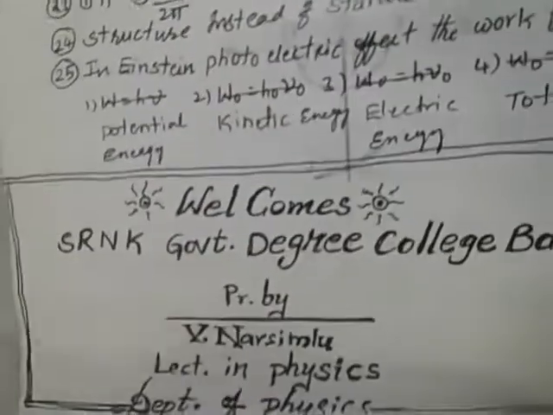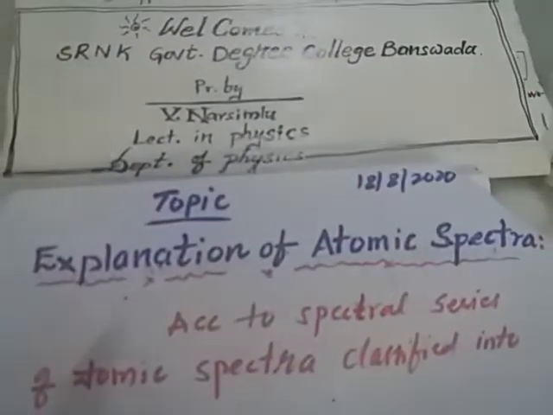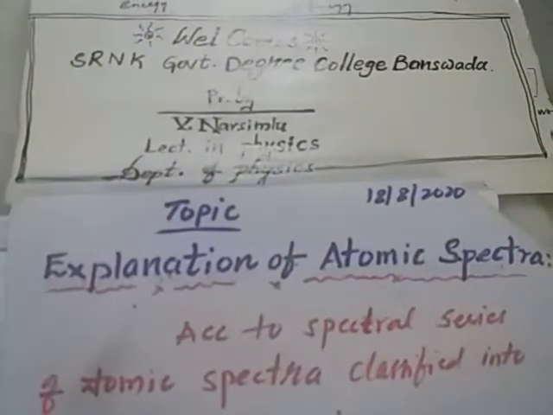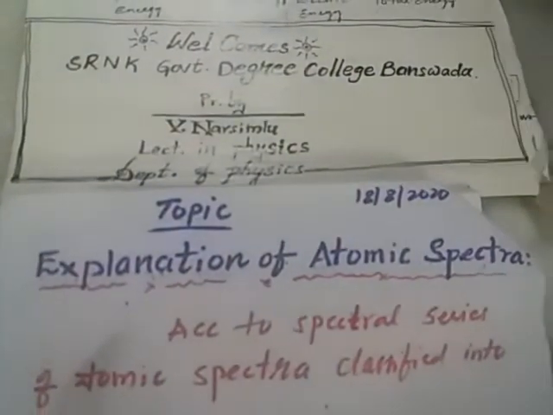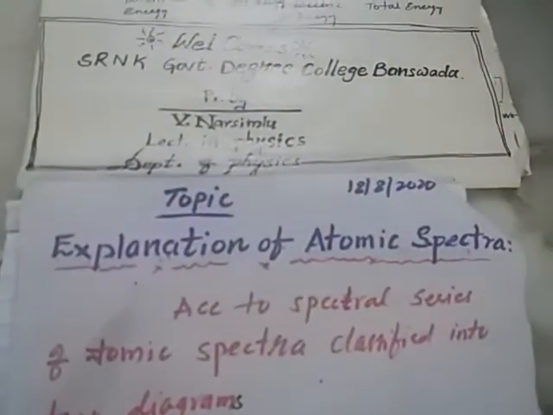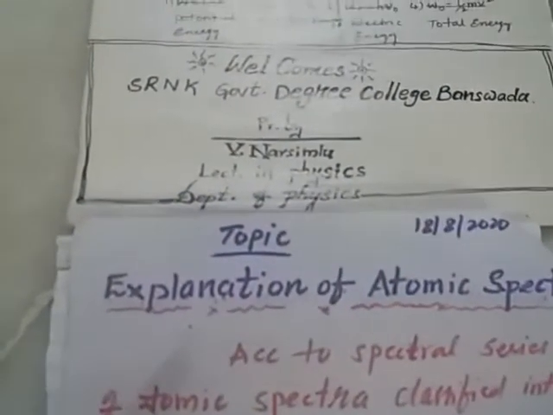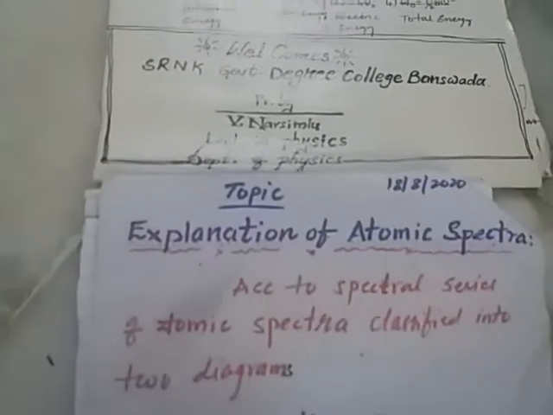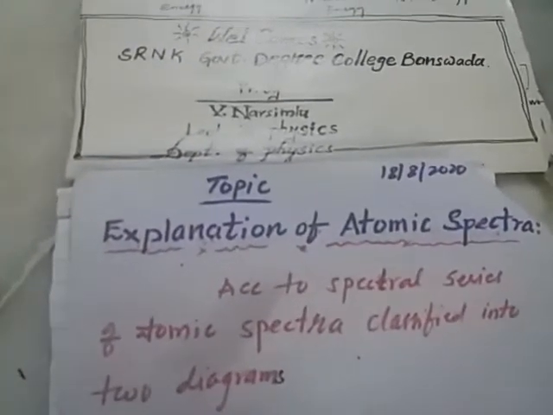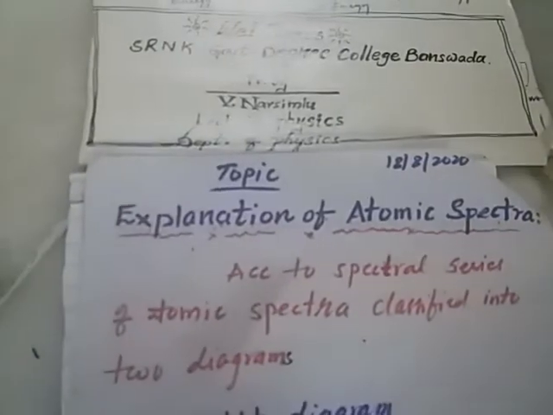Now, the important topic today is the explanation of atomic spectra. Explanation of atomic spectra, this is today's important topic. What the explanation of atomic spectra indicates, we already know, according to the spectral series of an atom.